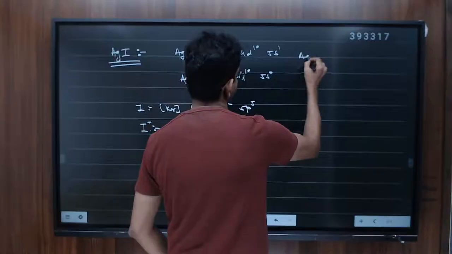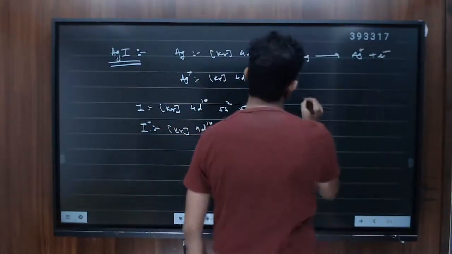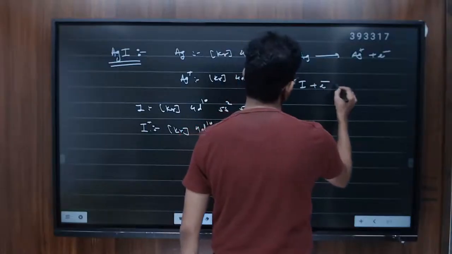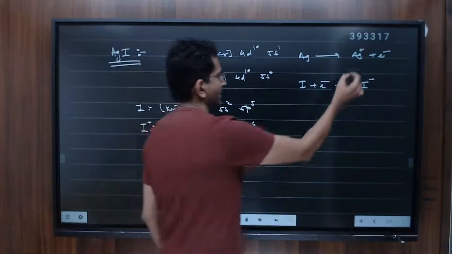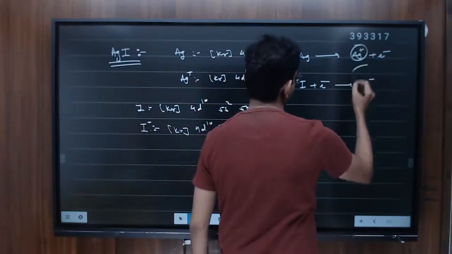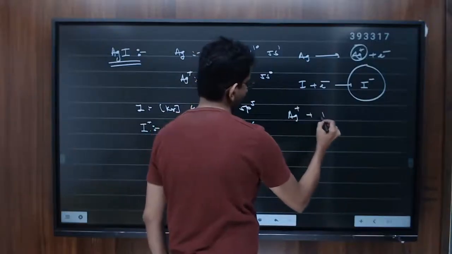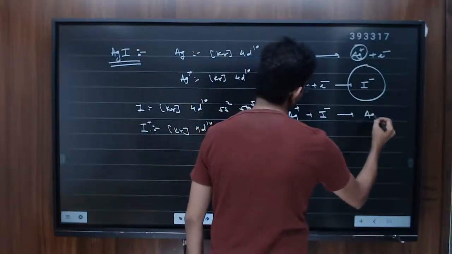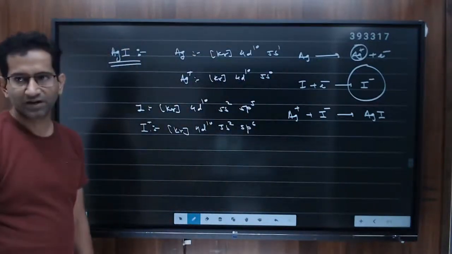So what happens in this case? Ag loses one electron, it becomes Ag plus and an electron, and iodine gains one electron and it becomes I minus. Check it. Now Ag plus has positive charge and I minus has negative charge. Both will attract each other, Ag plus plus I minus, and that will form what? AgI. This much is clear to everyone.